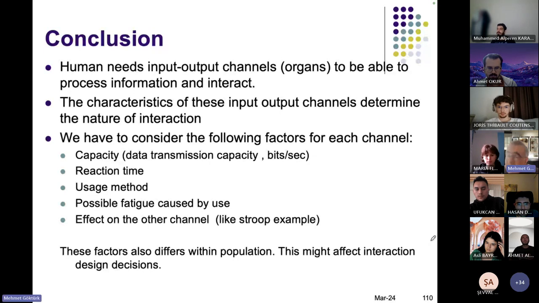The correct things, the capacity, reaction time, the usage method. And the other interaction between the channels. For example, there is a noise going on and then the visual channel becomes distracted, or visually there is some distraction and the sound channel is affected.